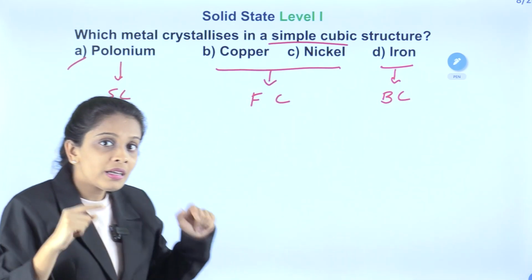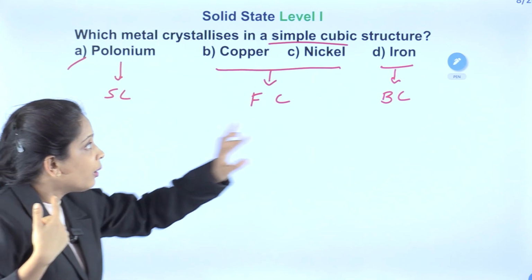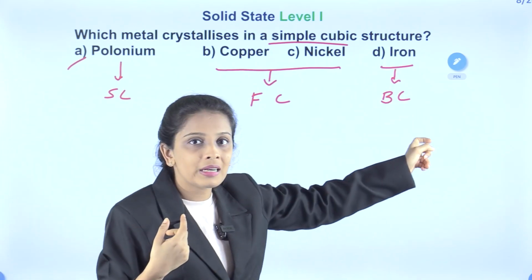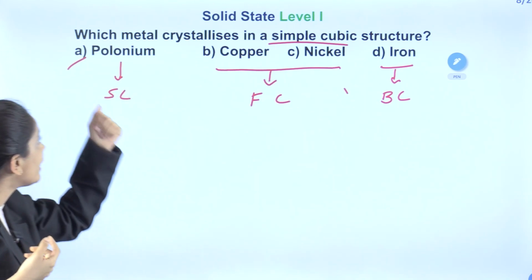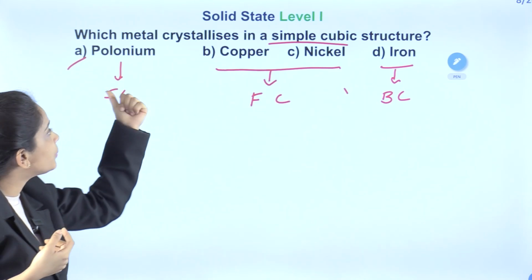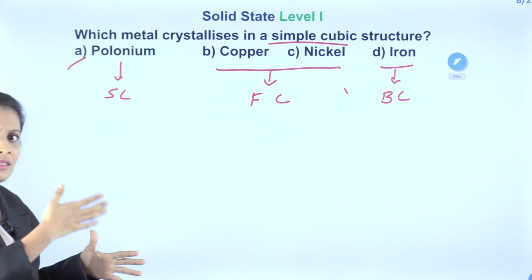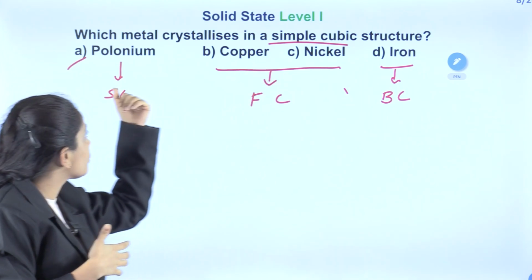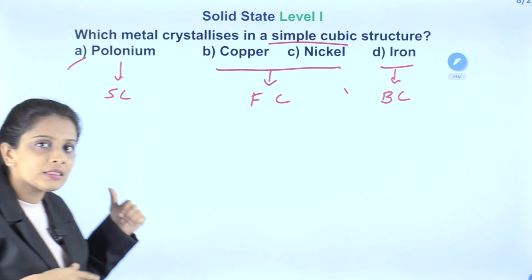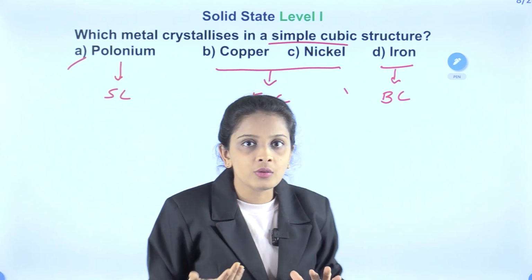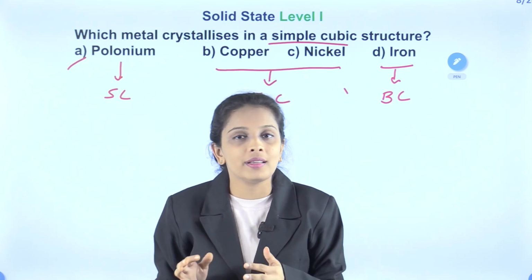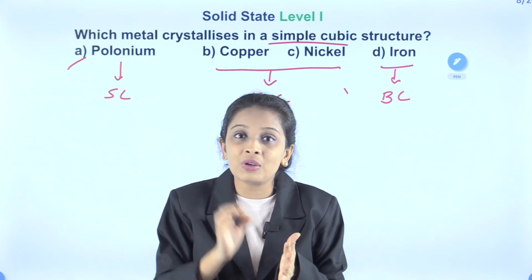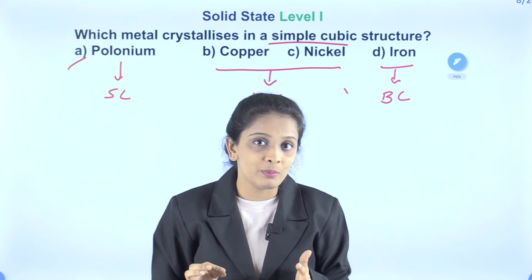So remember, if the question was for body center, you would have marked iron, face center copper and nickel, and polonium is a simple cubic structure. But always in this MCQ they have asked simple cubic, so polonium is the correct answer. But I have also given you the answers for FC, that is face centered and body centered also. I am hoping you are going to remember all these examples.